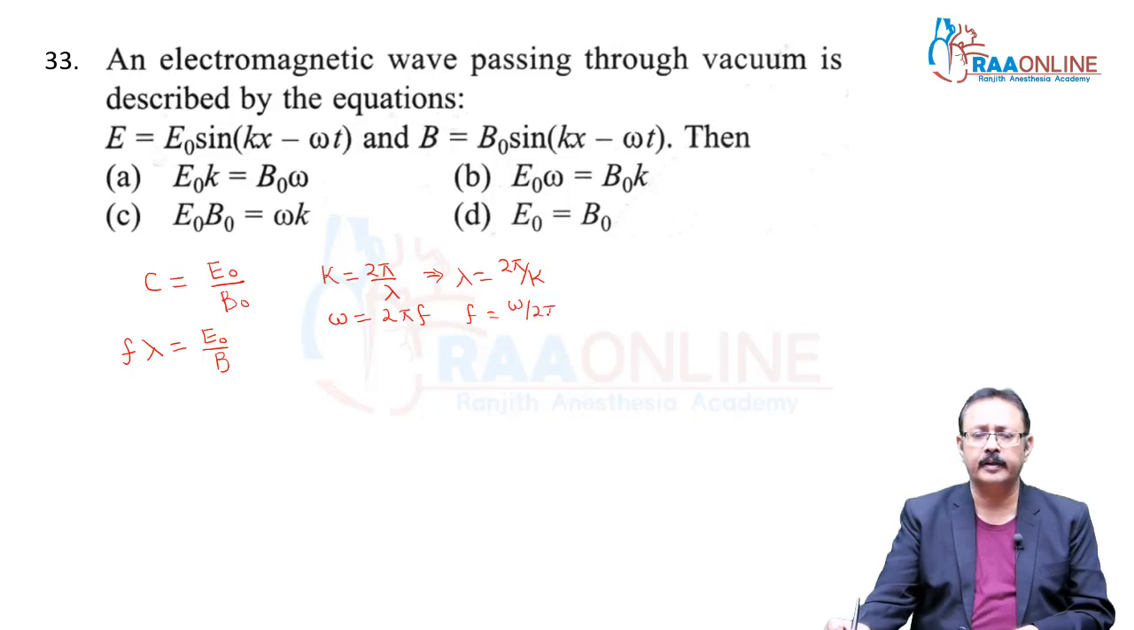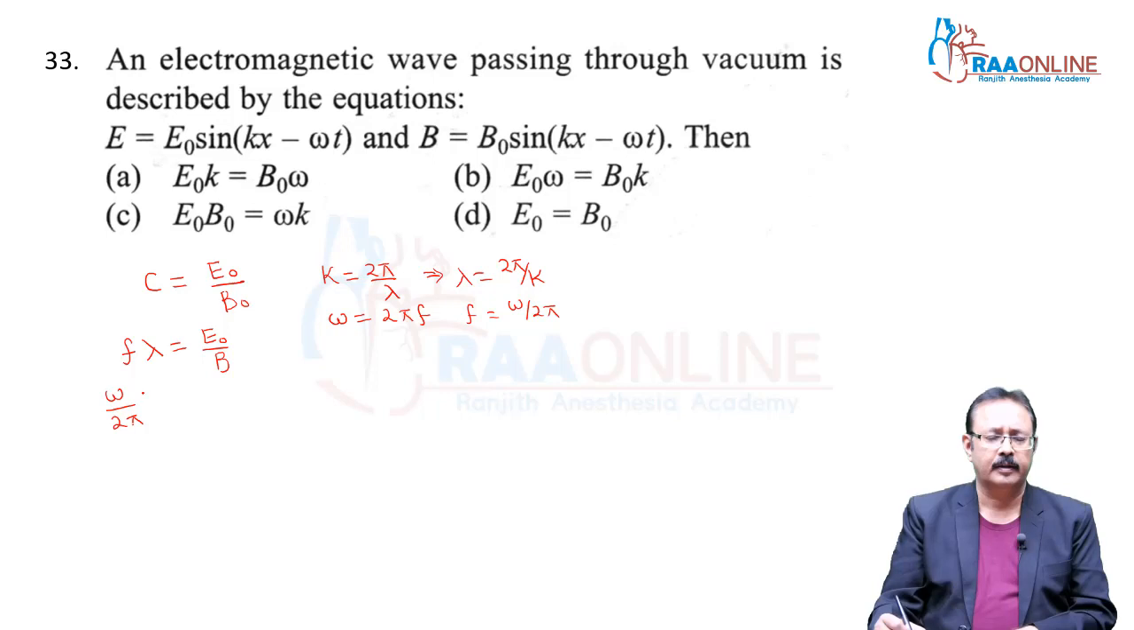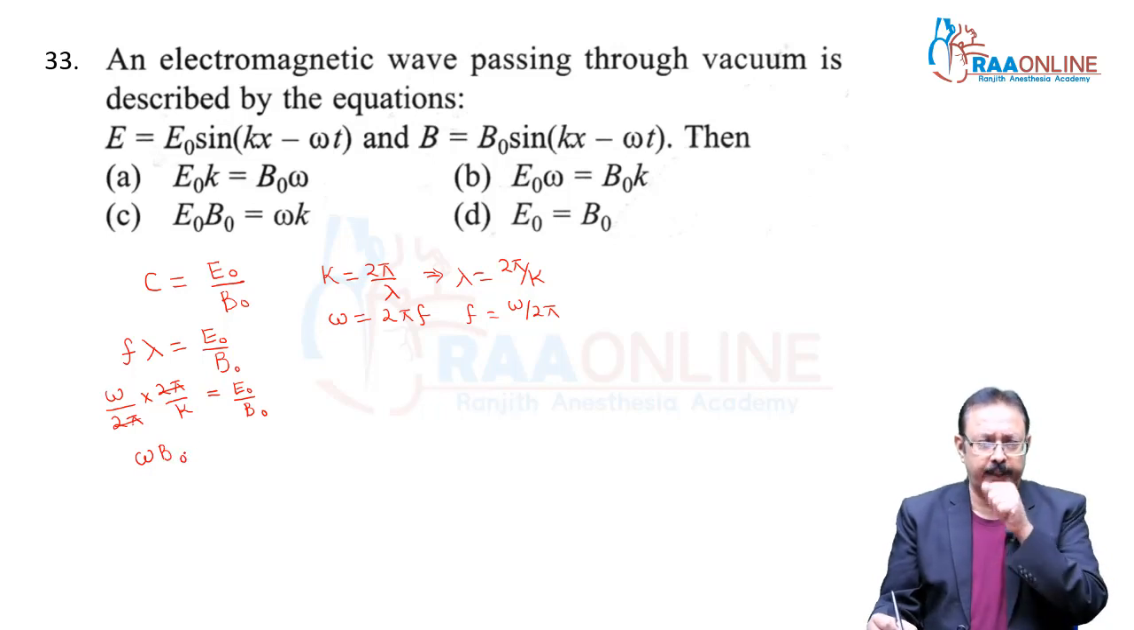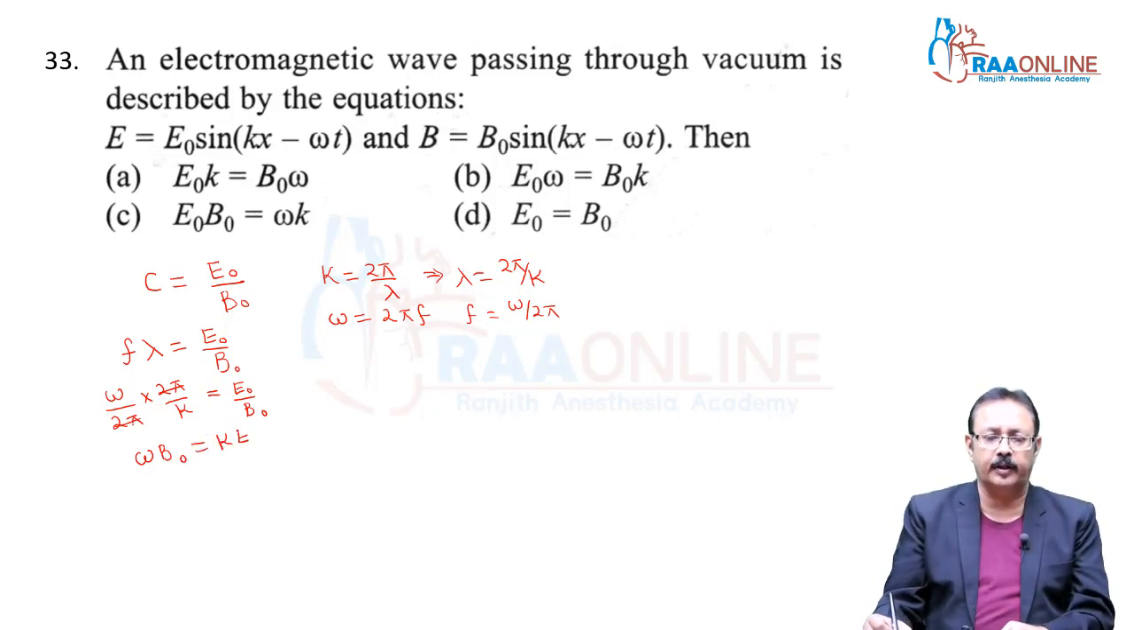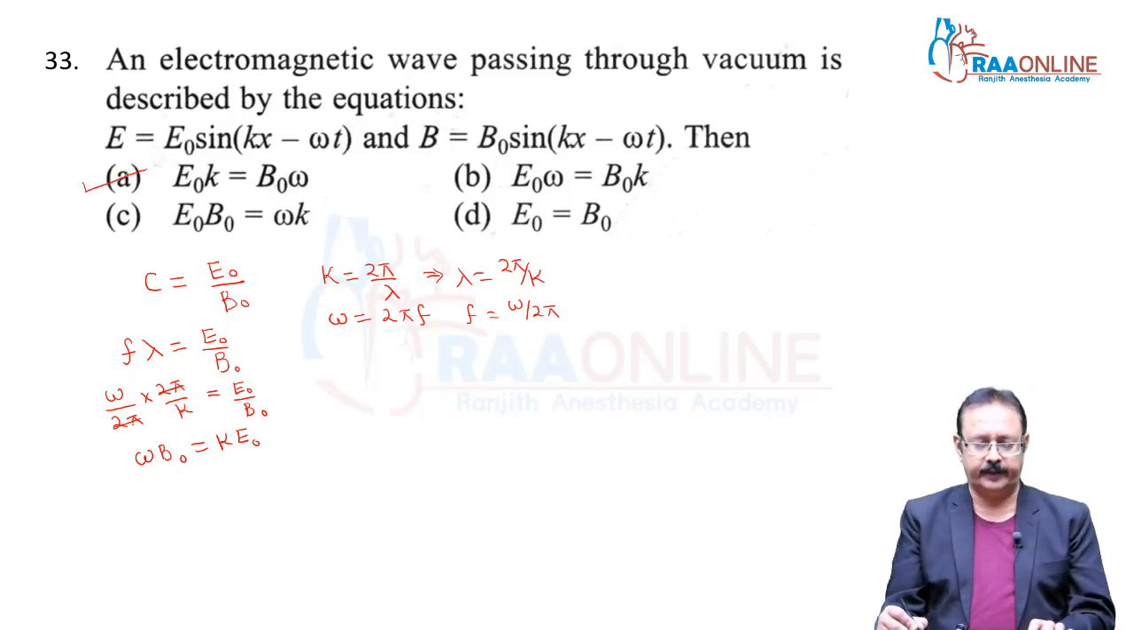Omega by 2 pi. So now we are putting the value of f. F means omega by 2 pi. Lambda is 2 pi by k, is equal to E naught by B naught. So what are we getting? Omega into B naught should be equal to k into E naught. So omega into B naught should be equal to E naught into k. So we will go with option A.